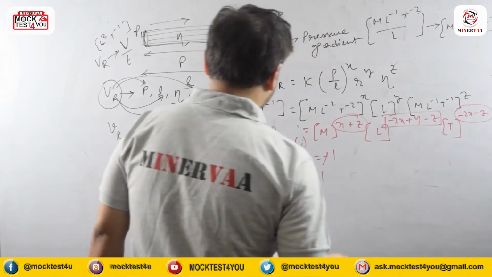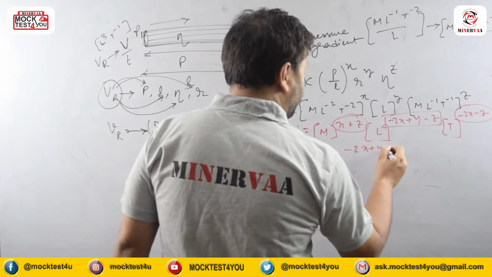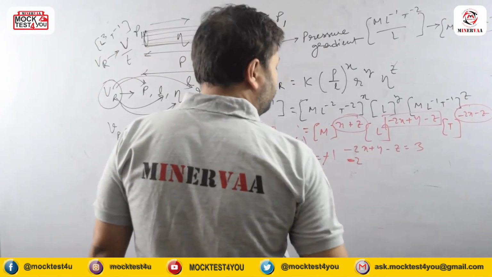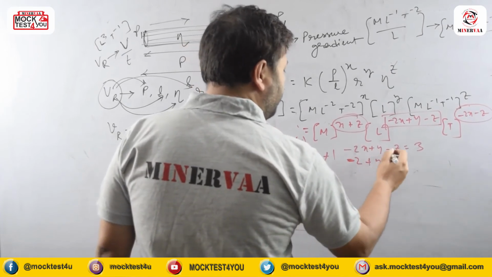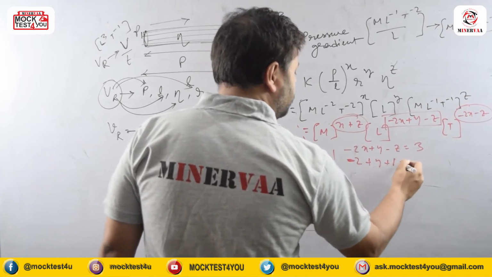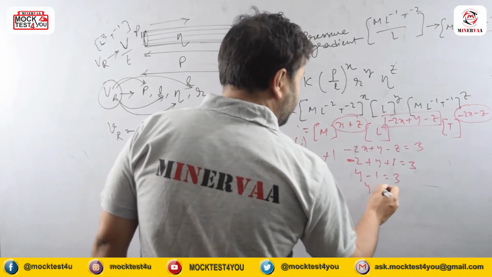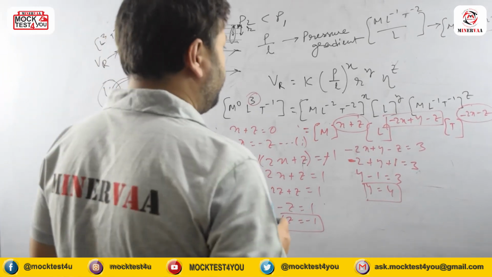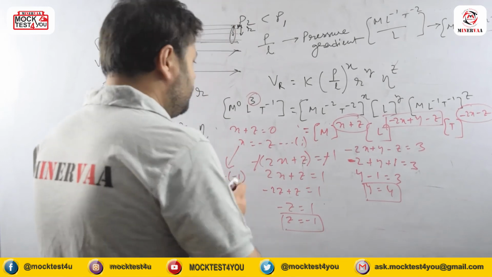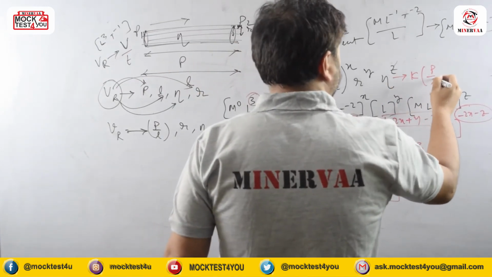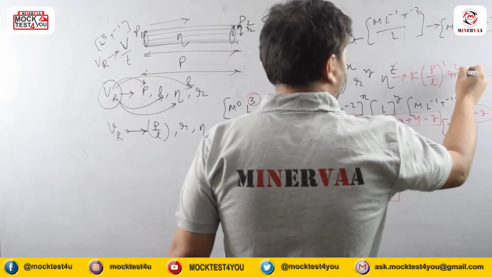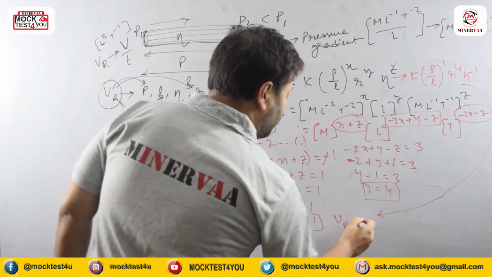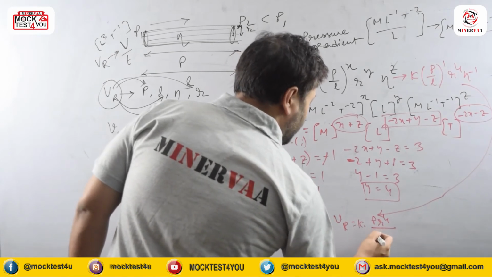Now if I compare L with 3, it is minus 2X plus Y minus Z equals 3. You know very well that X is 1, so it is minus 2 plus Y, and Z is minus 1 so it becomes plus 1. So Y minus 1 equals 3, so Y becomes 4. So what is my equation standing at? I started with V_r equals K (P by L) to the power X, R to the power Y, eta to the power Z. X becomes 1, R to the power 4 and eta to the power minus 1. So finally, the equation will look like V_r equals K P R to the power 4 by eta L.